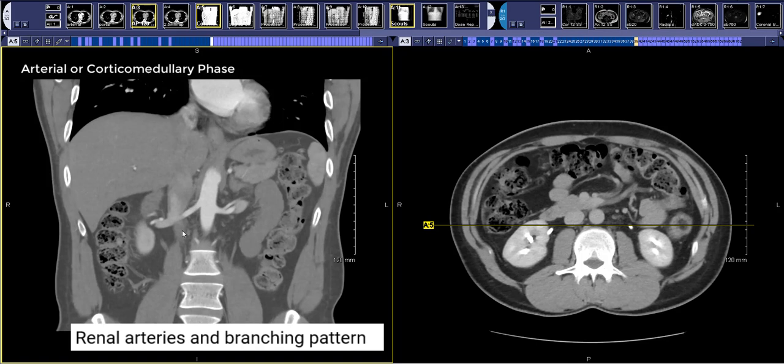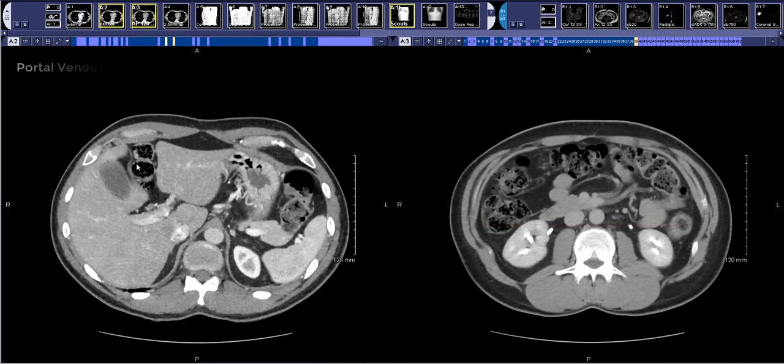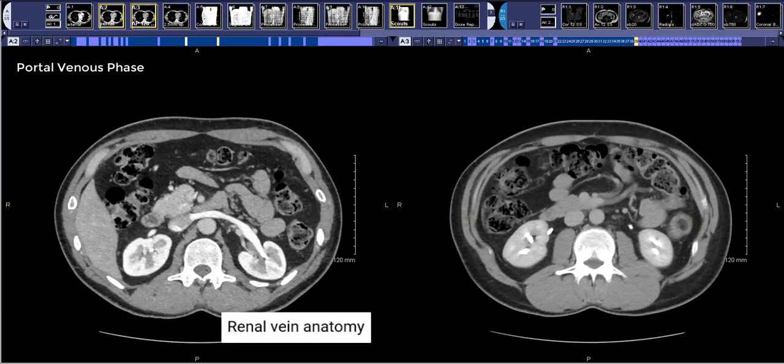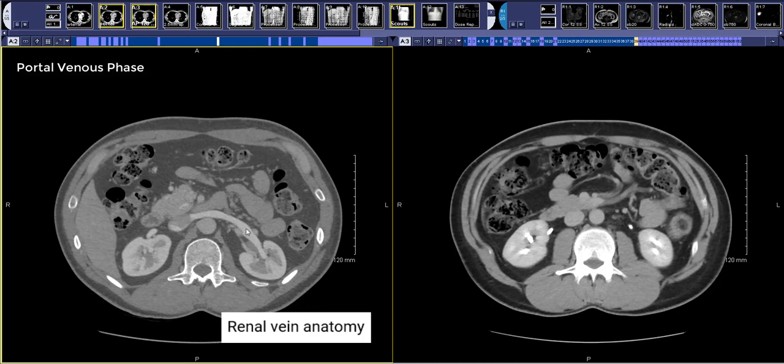Comment on the location of renal arteries, as well as how many of them there are and whether there's early branching or not. The next phase here I bring up is the portovenous phase. This is useful for looking at renal veins. So here's the left renal vein. In this case it's pre-aortic, but that's not always the case.